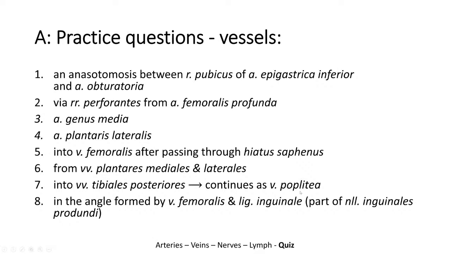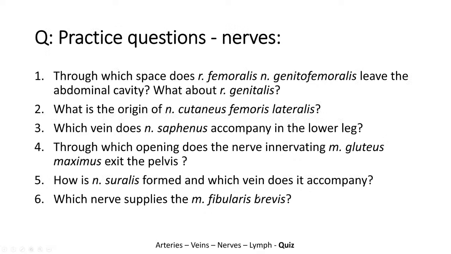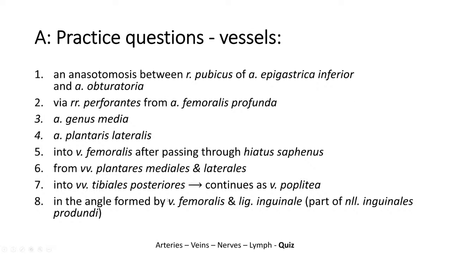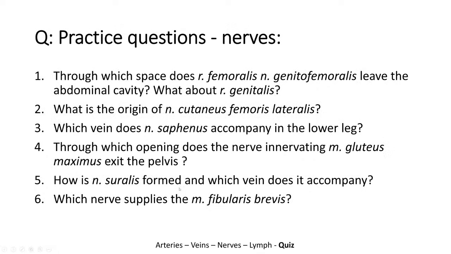And number 8, where can we find the Cloquet's or Rosenmüller lymph nodes? It is in the angle between vena femoralis and ligamentum inguinale. It is part of the deep inguinal lymph nodes, nodi lymphatici inguinales profundi. The angle I showed you, remember? You can go back in the presentation and look at that. Important. Alright, then questions for the nerves.